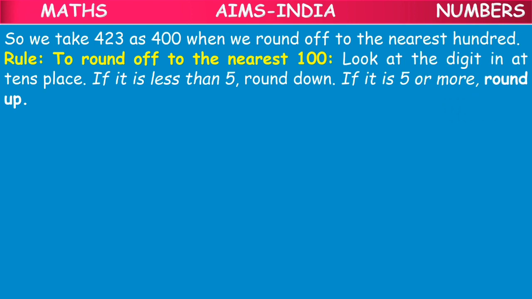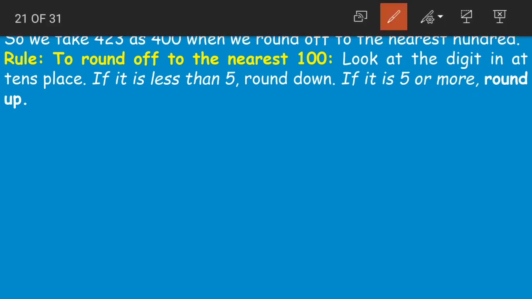If you remember, for rounding off to the nearest 10, what did we do, students? For example, there was this number 154 and we needed to round it off to the nearest 10. Yes, to the nearest 10. We looked at the number in the ones place. If it was less than 5, we rounded down. If it was equal to or greater than 5, we rounded up.